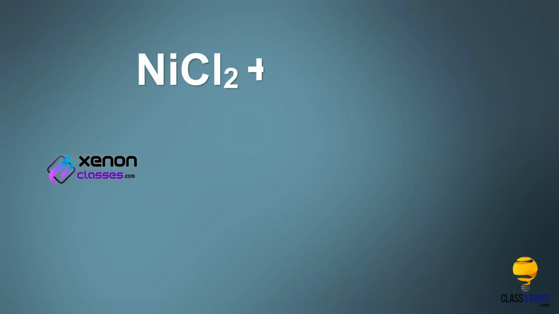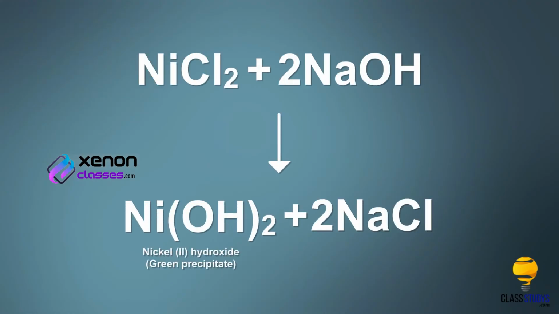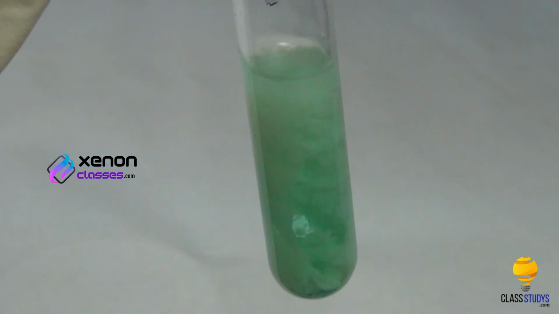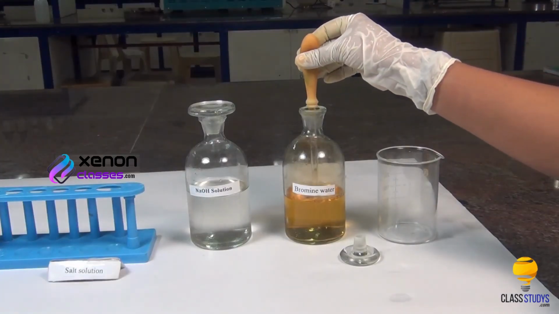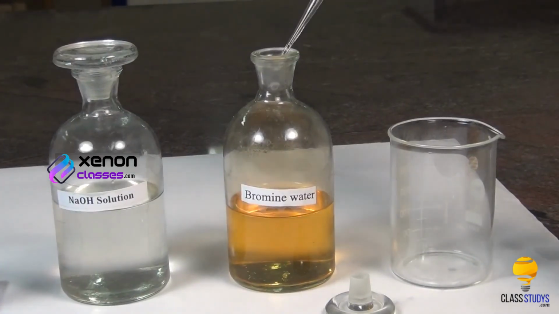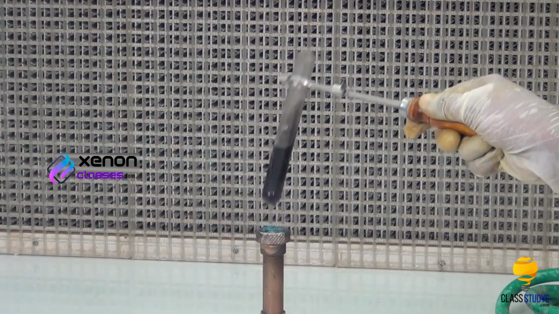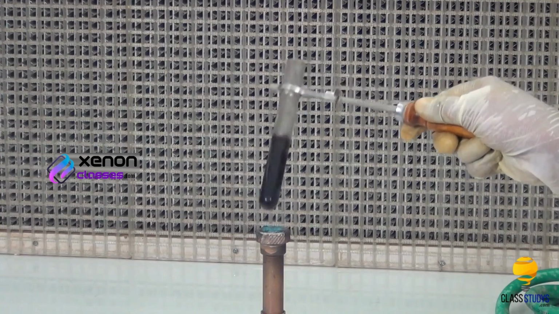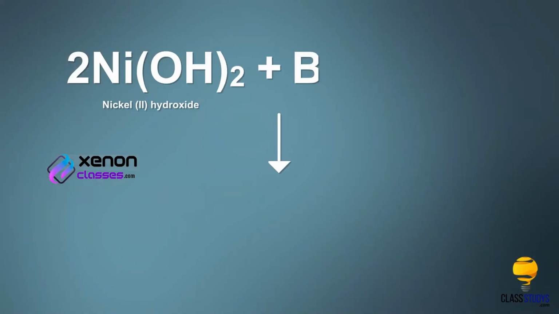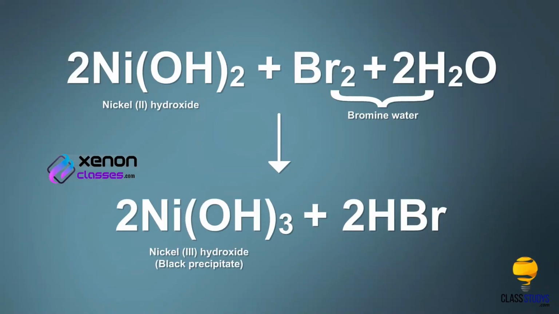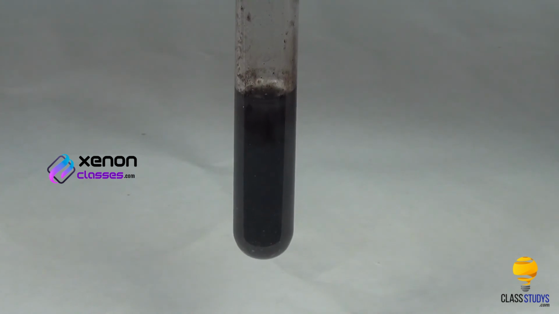Nickel ions present in the salt solution react with sodium hydroxide to form green precipitate of nickel 2 hydroxide. Using another dropper, add a small quantity of bromine water to the test tube. Heat the test tube over the Bunsen burner. Nickel 2 hydroxide reacts with bromine water to form nickel 3 hydroxide.